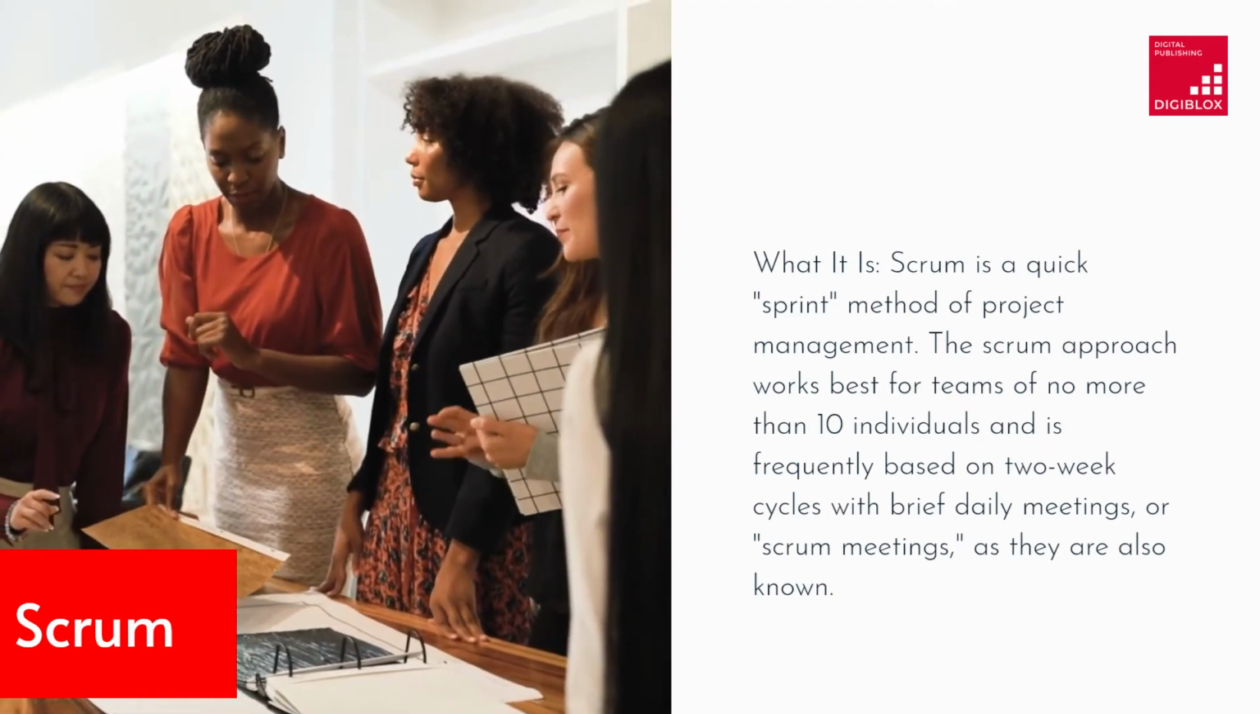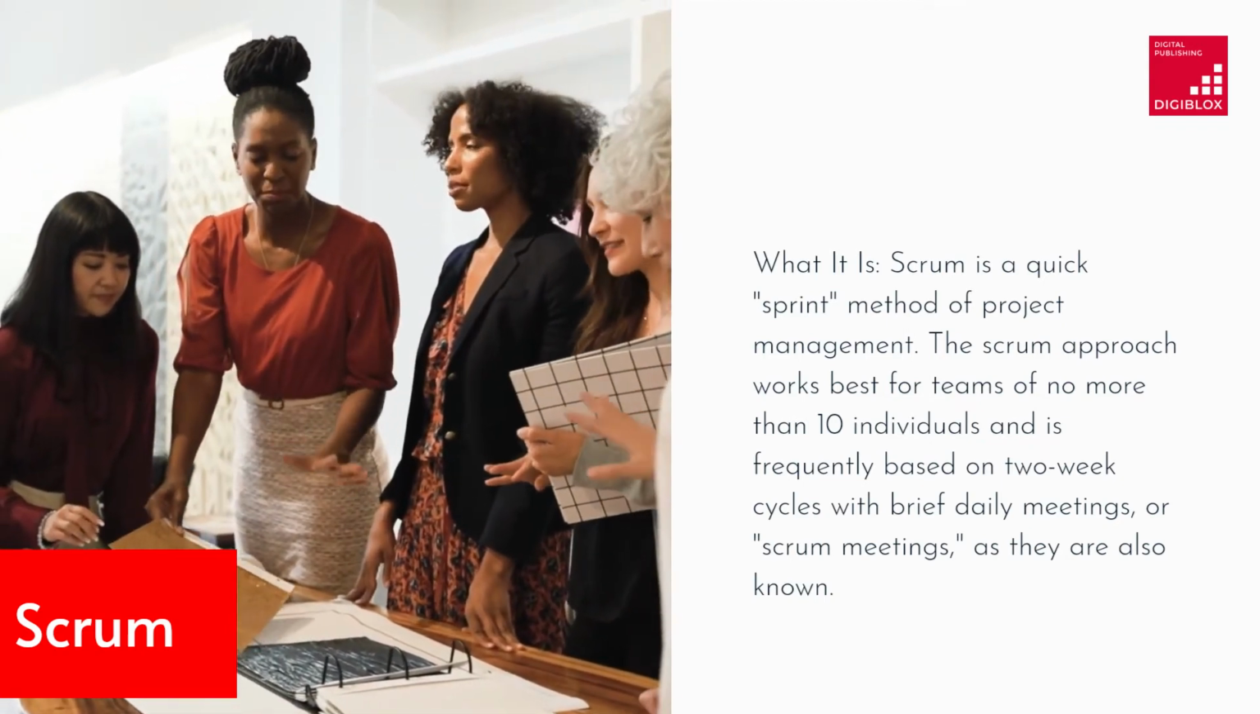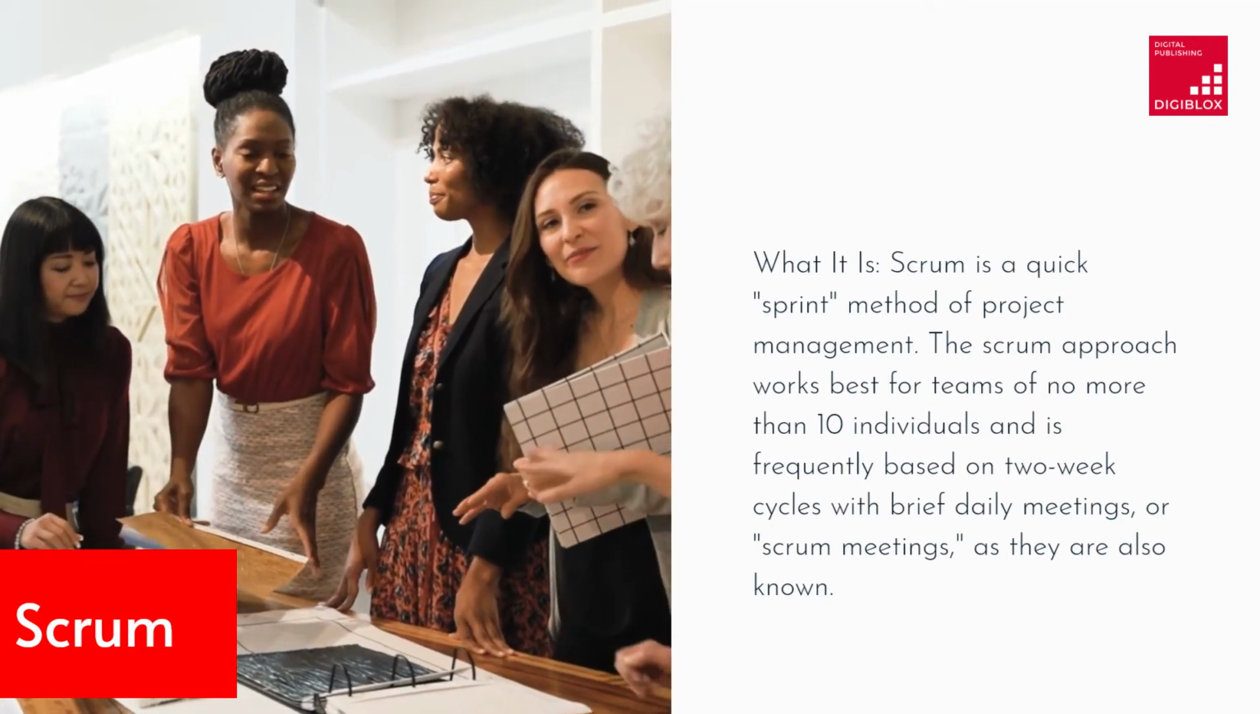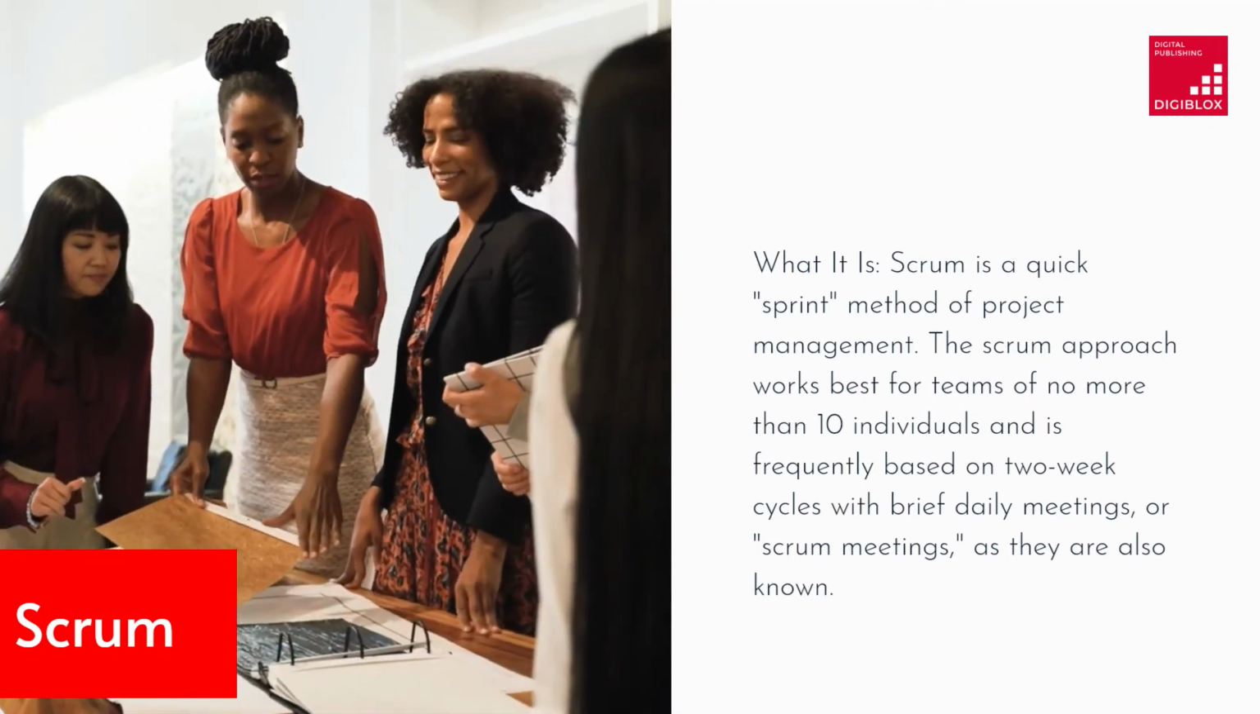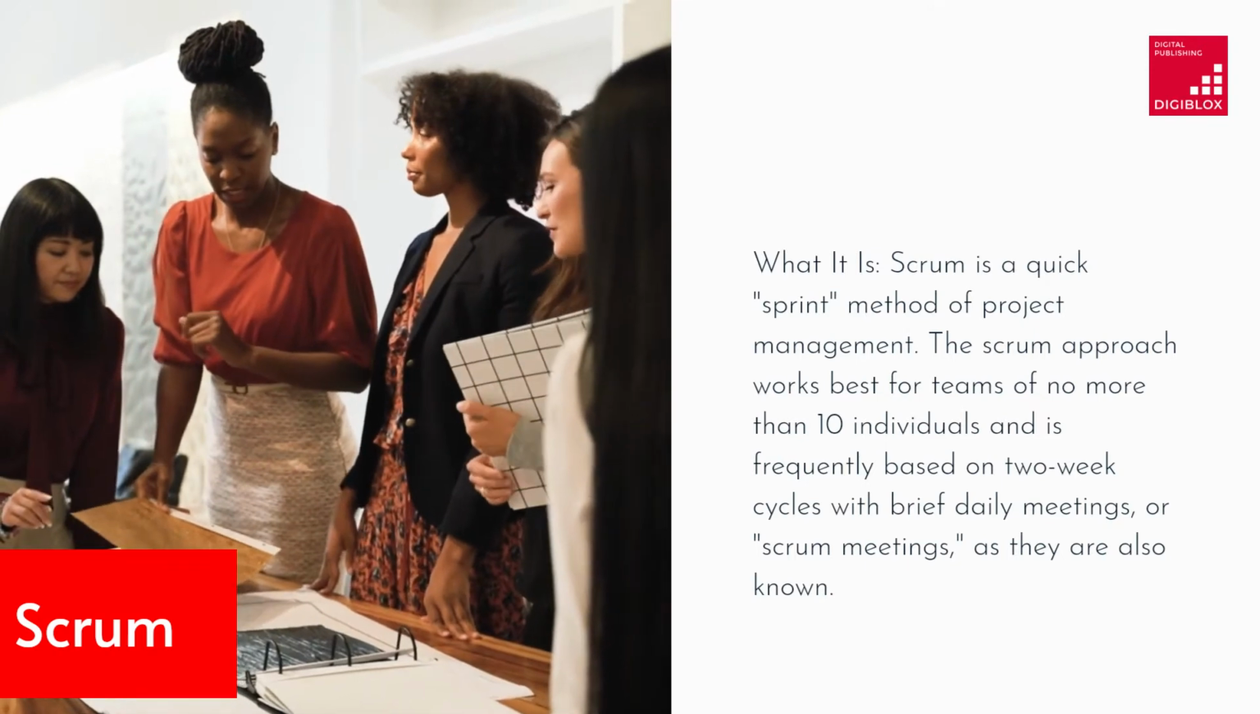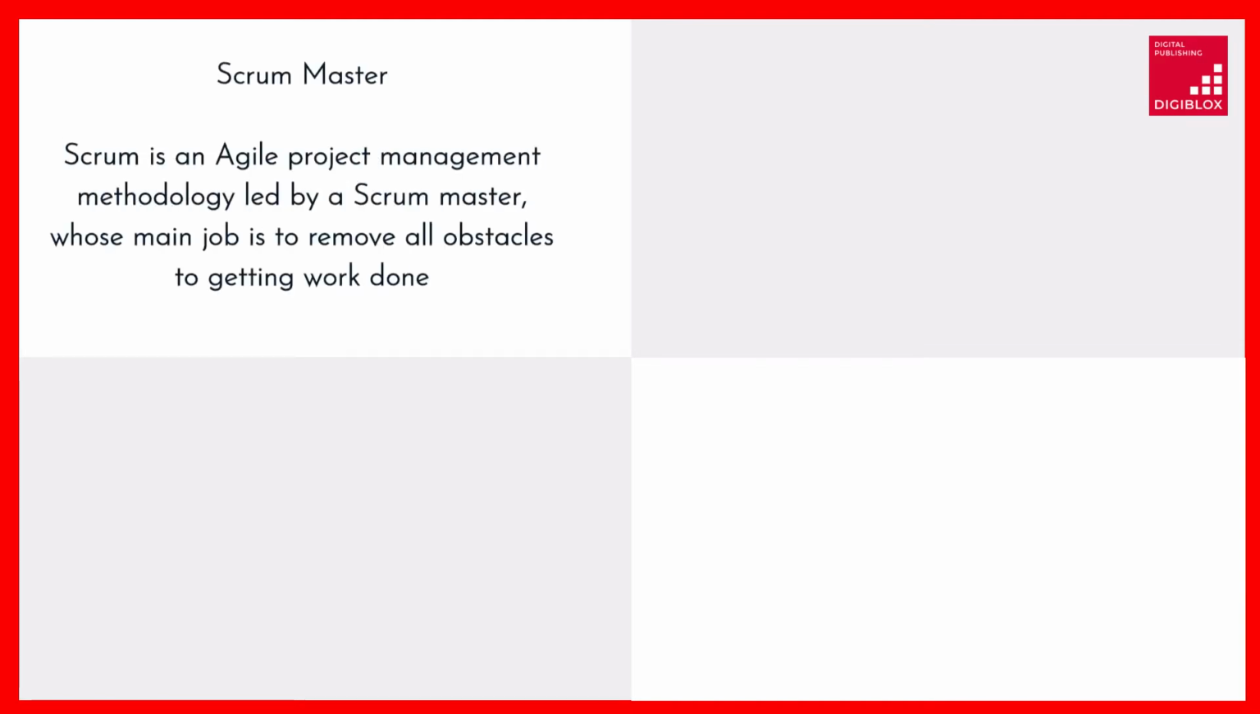Number 2. Scrum. Scrum is a quick sprint method of project management. The Scrum approach works best for teams of no more than 10 individuals, and is frequently based on 2-week cycles with brief daily meetings, or Scrum meetings, as they are also known.